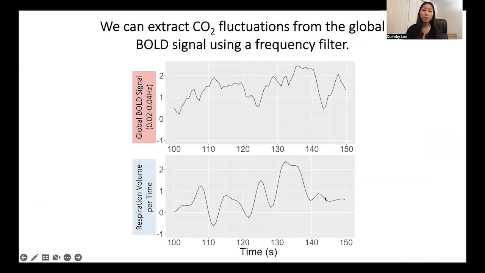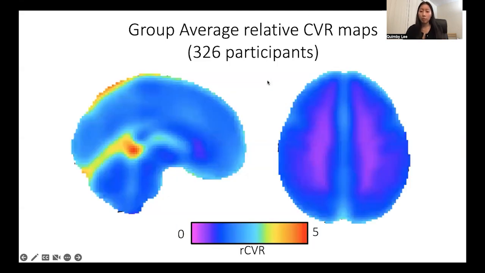So in my project, I'm using a new method of resting state cerebrovascular reactivity mapping, which extracts CO2 fluctuations from the global BOLD signal itself using a frequency filter. With this method, we can calculate CBR per participant in a resting state fMRI sequence in children.